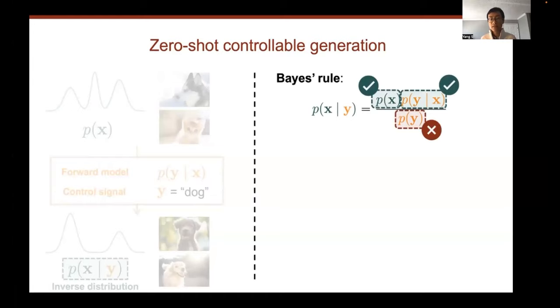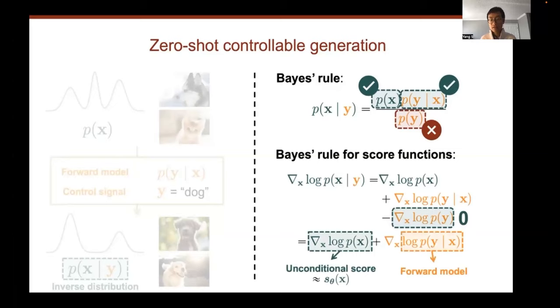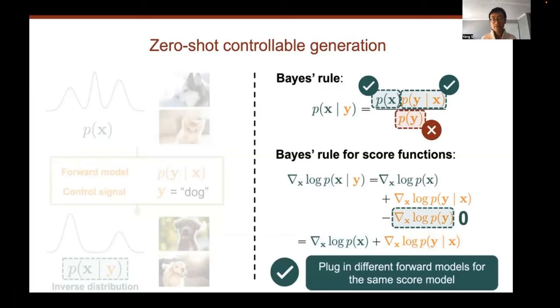However, if we only consider score functions in diffusion models, then such difficulty goes away because the gradient of the denominator is always zero. And as a result, the score function of the inverse distribution now becomes the summation of two terms. One is the unconditional score function, the other is the gradient of the forward model. So now, with the same pretrained score model, we can plug in different forward models using only a single pretrained model. So this can generate samples from different inverse distributions at test time without task-specific training.